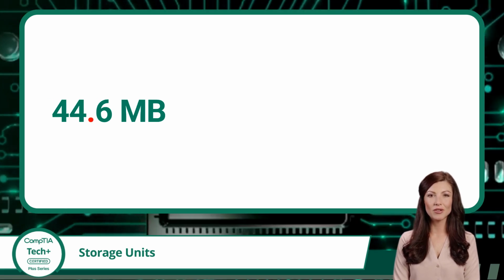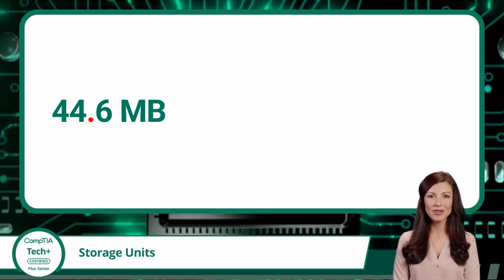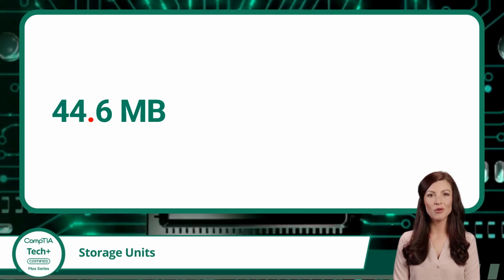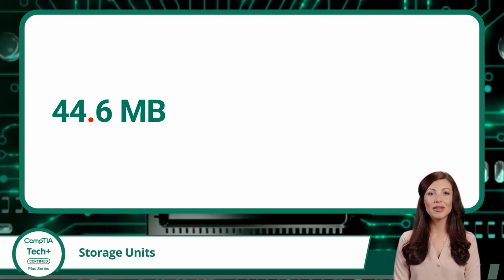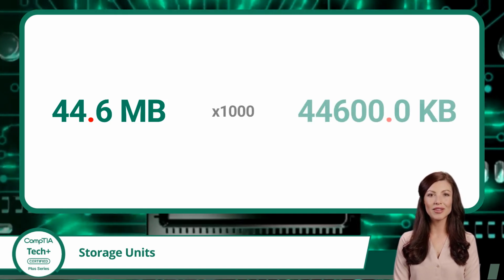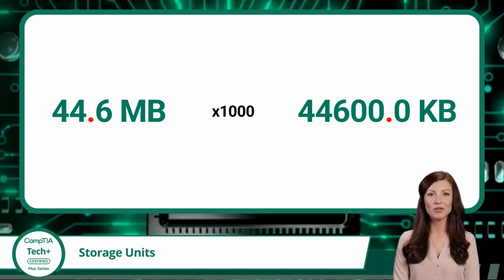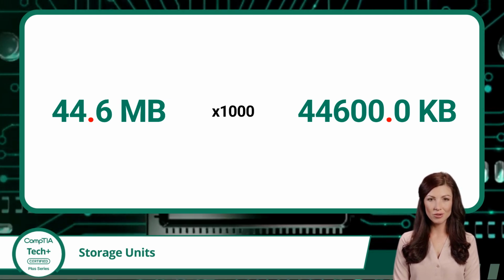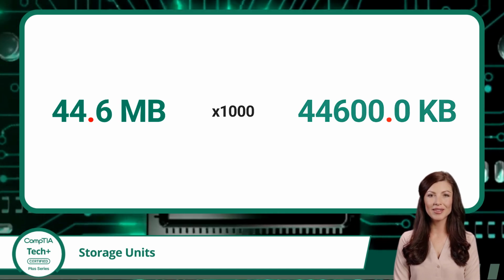As the difference from each storage unit size to the next closest size is a factor of 1000, we will see the decimal point move 3 place values to the left if going up 1 storage unit size, or to the right 3 place values if we go down 1 storage unit size. I will start with converting 44.6 megabytes to kilobytes. As we went down a storage unit size, we have moved the decimal point 3 place values to the right. Now we can see that 44.6 megabytes is equivalent to 44,600 kilobytes.